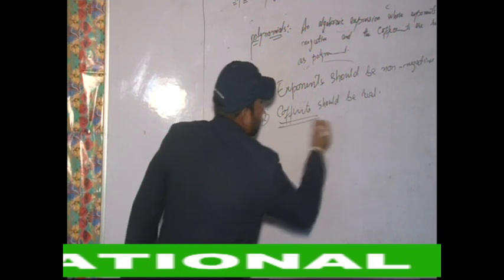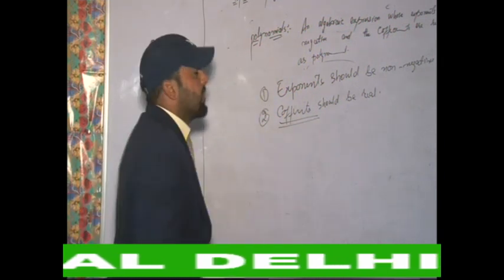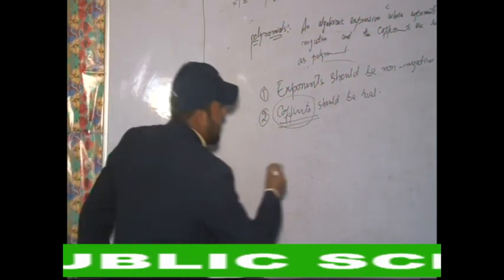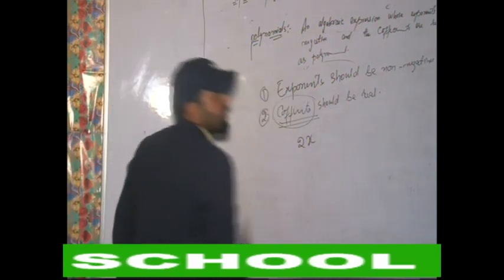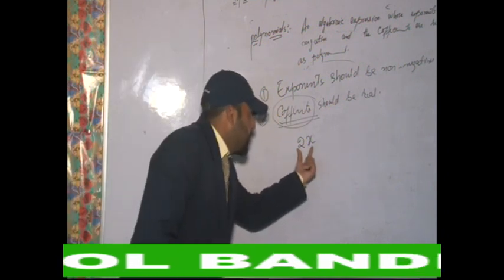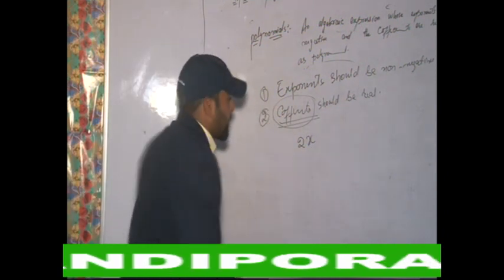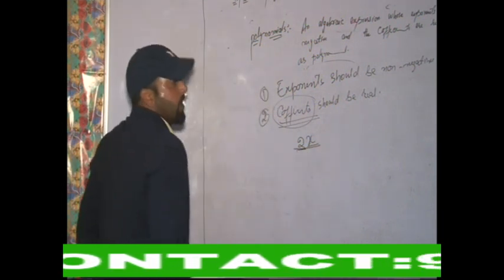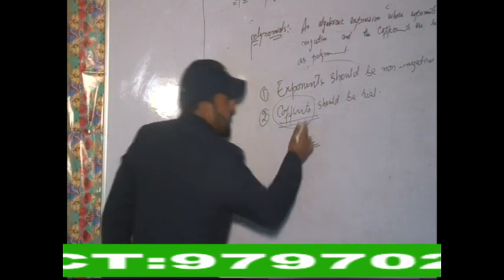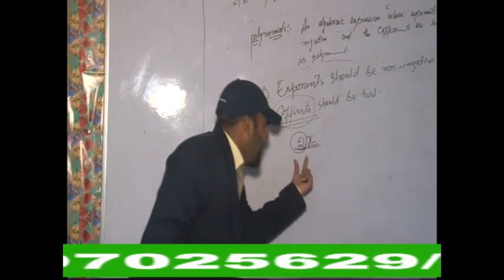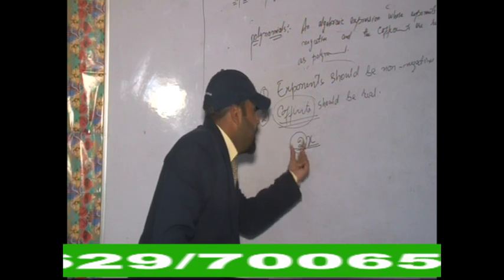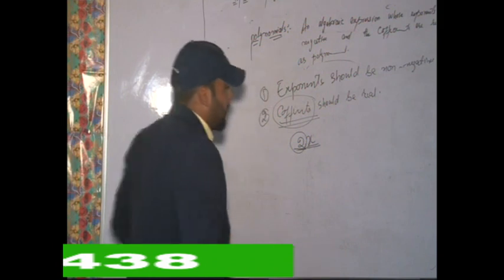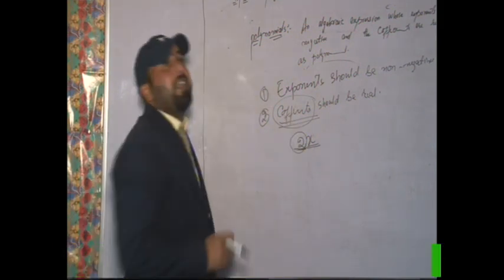The term used here is coefficient. What is a coefficient? The coefficient is the constant multiplied to the variable. For example, if I take 2x, this term consists of two parts. One is the variable part and another is the constant part. So this constant part is multiplied to the variable. This constant part is known as the coefficient. So these coefficients should be real.